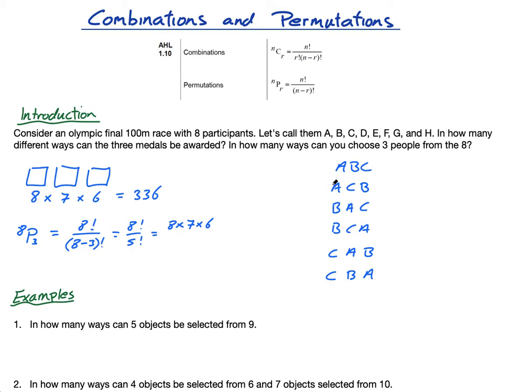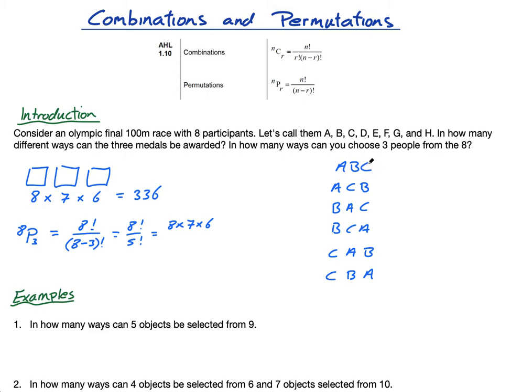So what we actually have here is a situation where in these 336, you actually have six different outcomes that are the same 3 people. And this is the only difference between permutations and combinations. This is how they're different. Combinations doesn't take order into account. So when I'm looking at combinations, if I say in how many ways can you choose 3 people from 8, imagine there's just you and your seven friends, there's eight of you. How many ways can I choose three of you? The order doesn't matter.